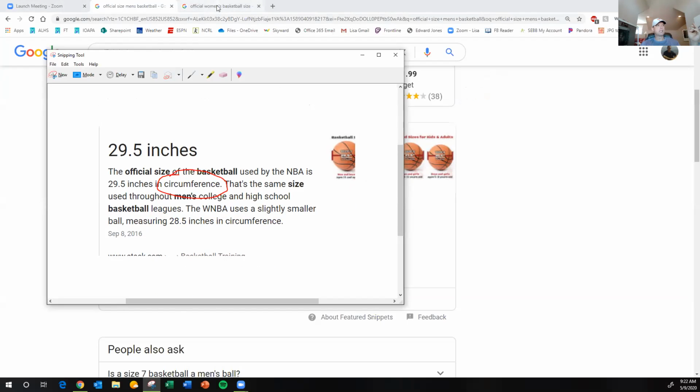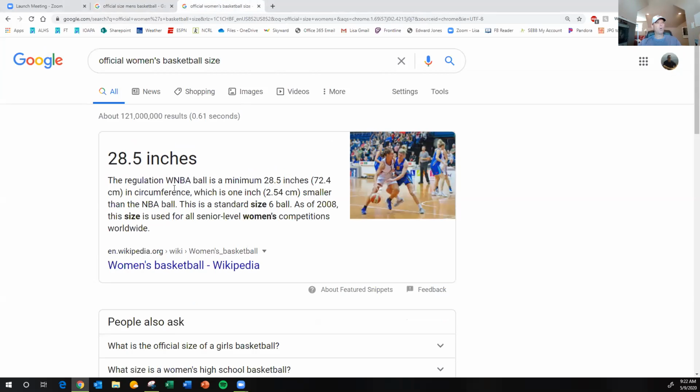What makes this interesting to me is you think about a women's basketball and think, oh, women's basketballs are a lot smaller, right? They're actually not that much smaller. Women's official basketballs, this one is 28.5 inches circumference rather than 29.5 for men. So there's just a tiny, tiny difference in circumference.